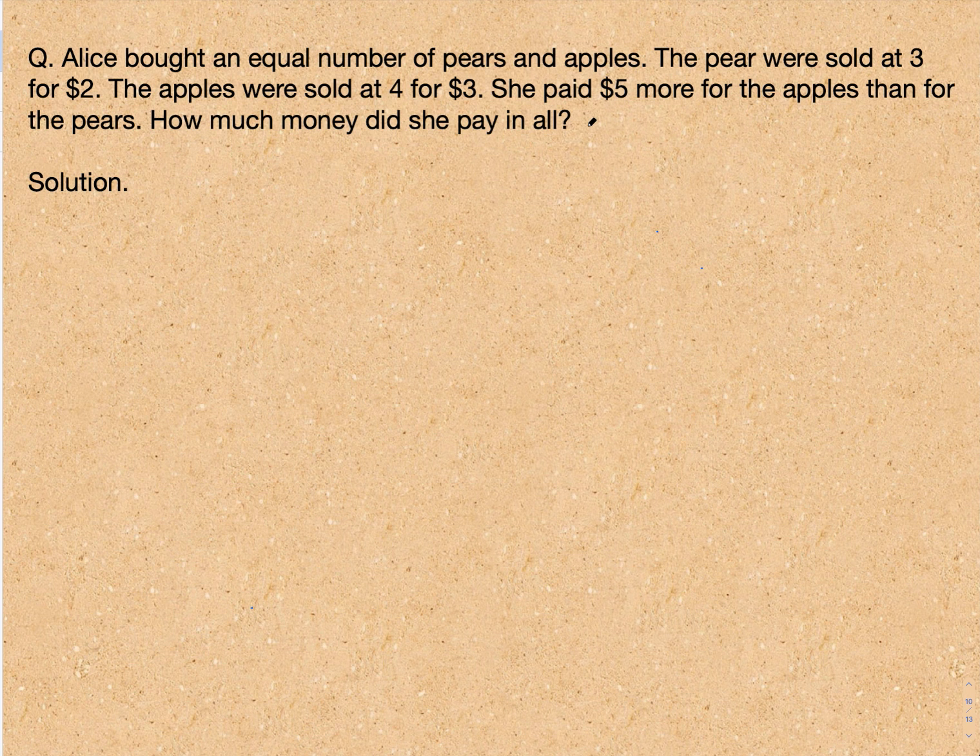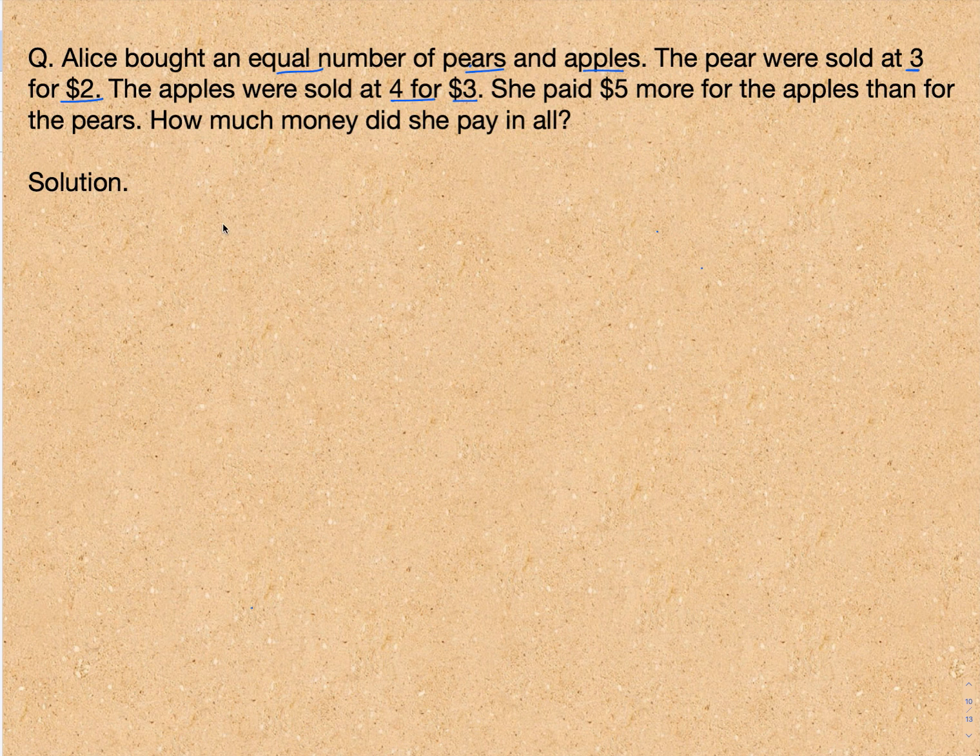Okay, so what we have here is a girl, Alice. She went to buy some fruits and she bought an equal number of pears and apples. And at what rate did she buy it? The pears are sold in groups of 3, because it's written here that the pears were sold at 3 for $2. And the apples are sold in groups of 4, because it's written here that the apples were sold at 4 for $3.